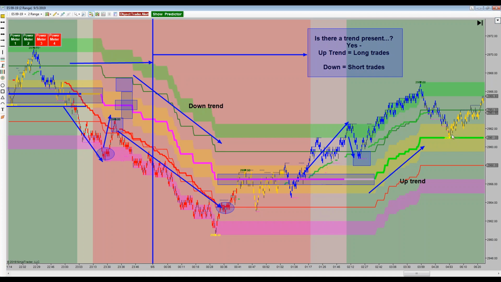Now, in this case here, you'll notice, and try not to get confused about this, that oftentimes in a trend, when the bars get close to the mid-band, they turn yellow. That does not mean a trend change by any stretch of the imagination. That simply just happens in the algorithm.